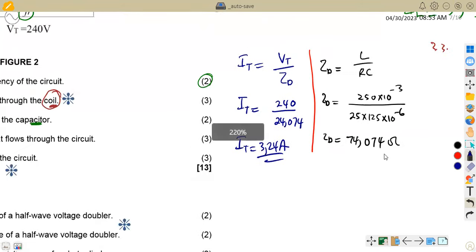Then the last part of question 3, which is 3.5, is to draw the phasor diagram for the circuit. Remember that we said IC and IL are equal in a parallel circuit here. IL and IC are equal.